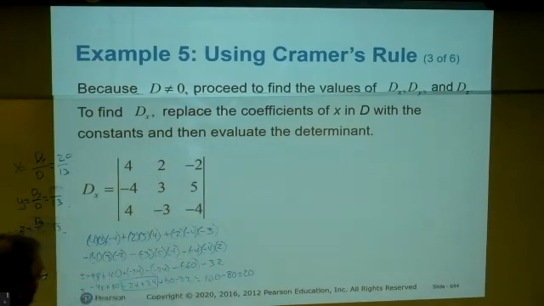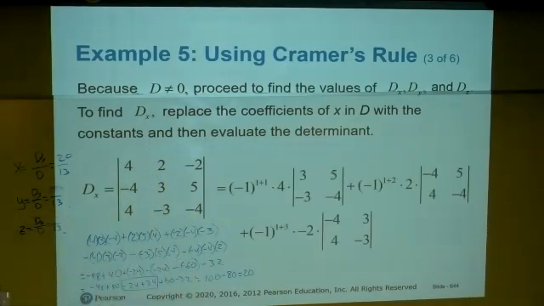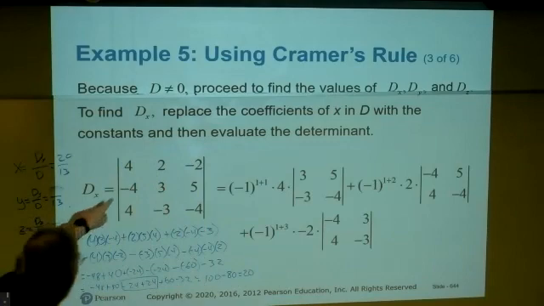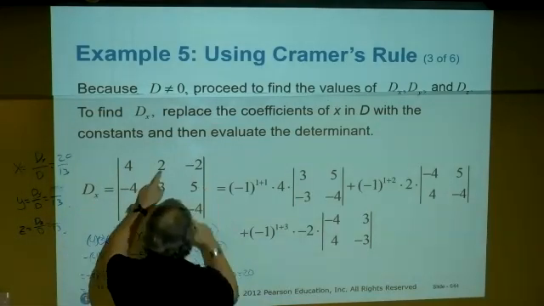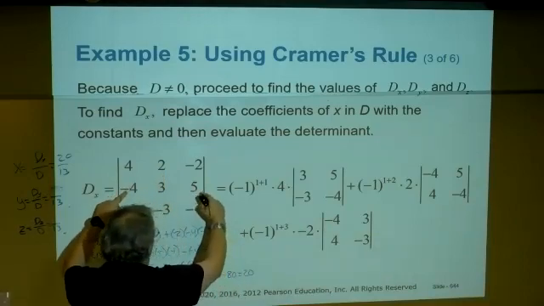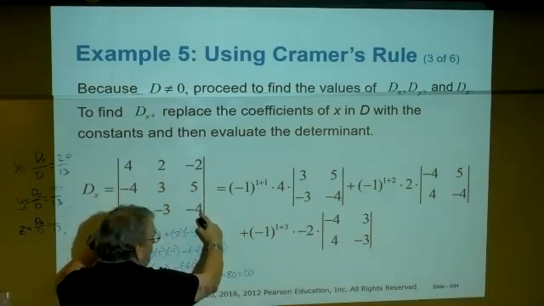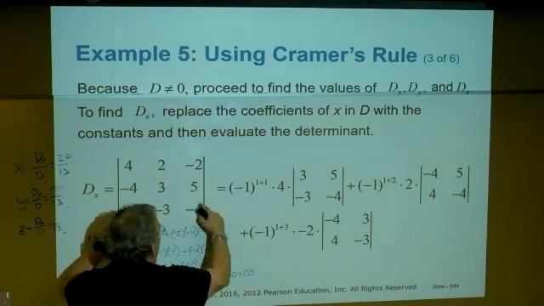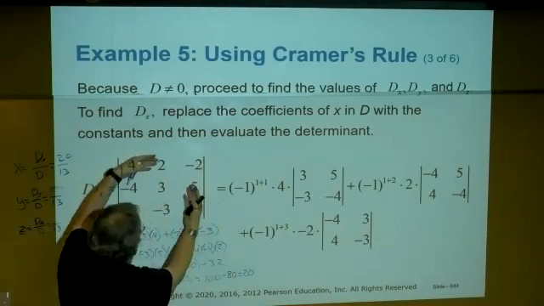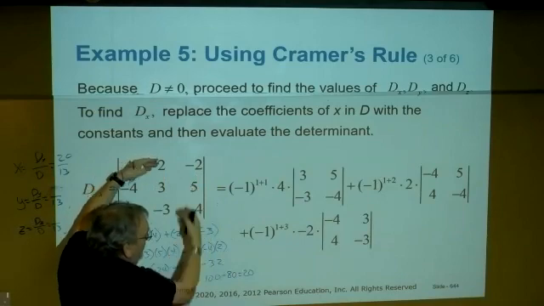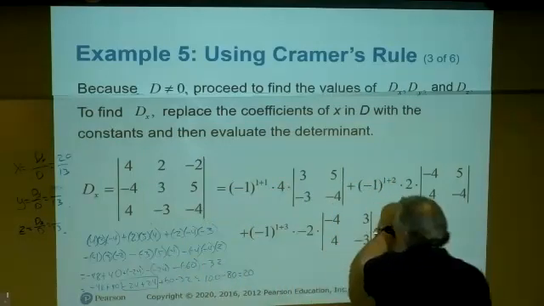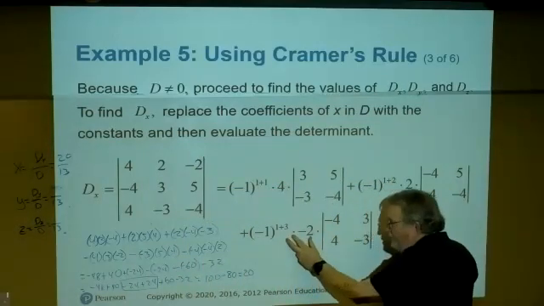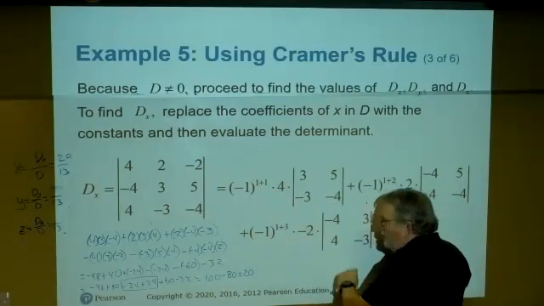Now, the way they do it, they set it up. The 4 times its minor, the 2 times its minor, which is the 4, 5, 4, negative 4. And then the negative 2 times its minor. And this is going to be a positive 4. This is going to be a minus 2. And because this is a negative 2, then it's going to be minus 2.